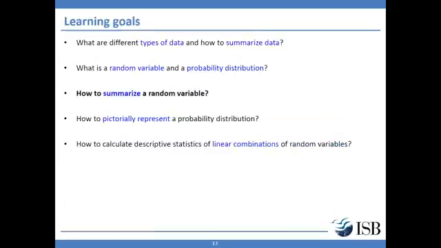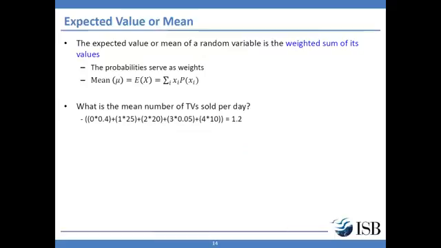Now that we know what a random variable is, let us discuss a few methods of summarizing one. We are going to discuss 2 ways of summarizing a random variable. The first one is expected value or the mean of the variable. An expected value of x is the weighted sum of its values, wherein the associated probability is used as the weight. Look at the formula.